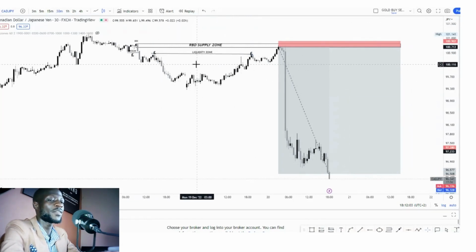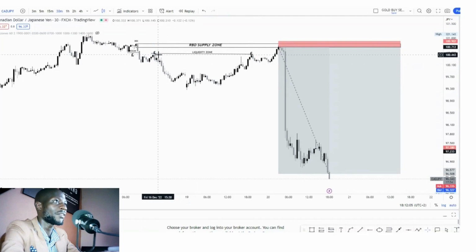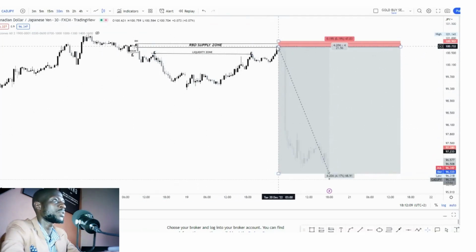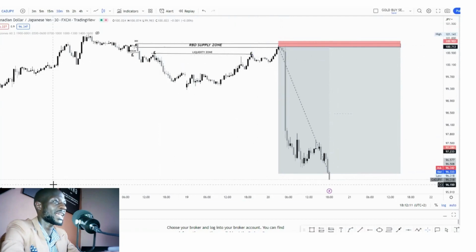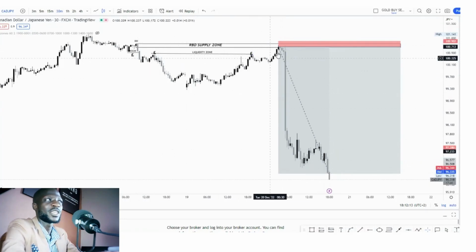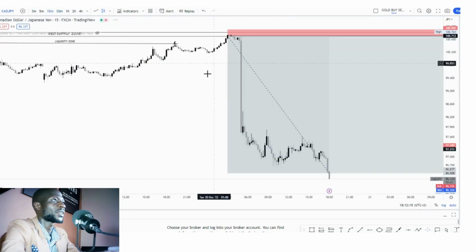This is one of the types of liquidity that you have to look for. You have equal high. So what do we do? We wait for the liquidity to be taken out. And once the liquidity has been taken out, what do you do? You wait for your confirmation. Let's see what was happening on that particular level right here.